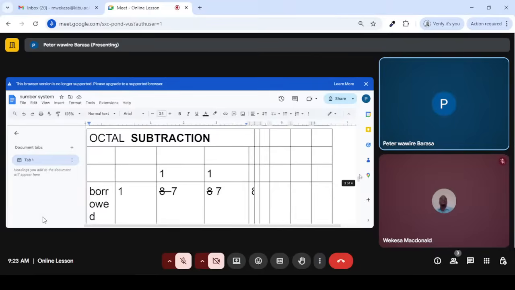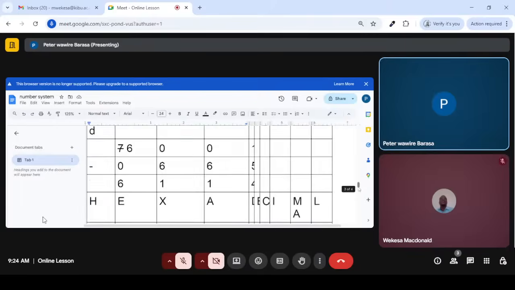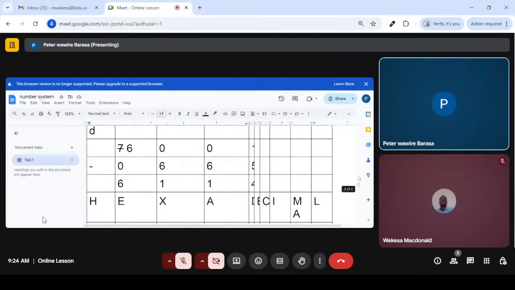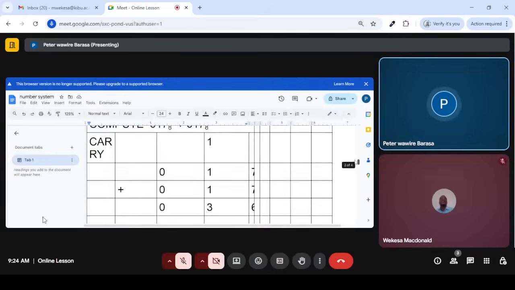Now, so let us look at now what we call decimal subtraction. I think we need to go now to addition. Then from addition, we go to subtraction.